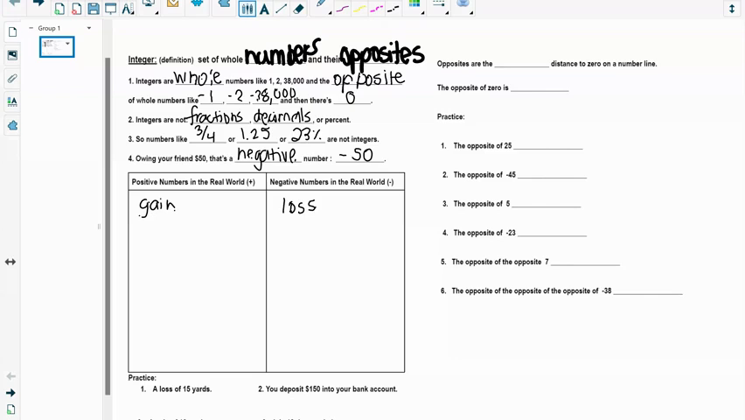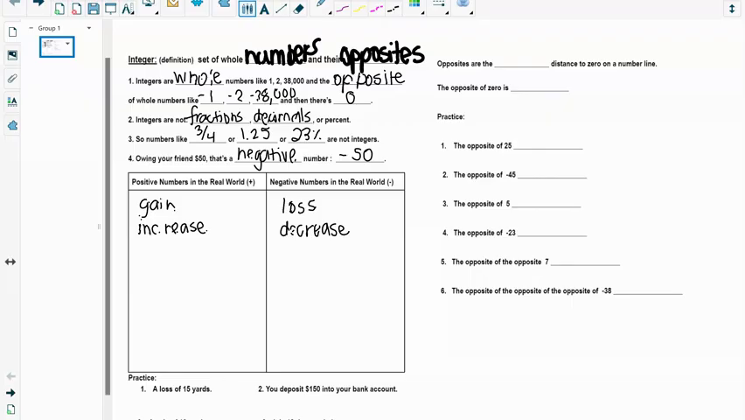Another word that you might encounter is increase. If you increase the amount of money you get paid to do dishes at your house, that's going to be positive. That's something that you're gaining. Whereas if you decrease something, that's going to be negative. It's getting smaller. It's going backwards.